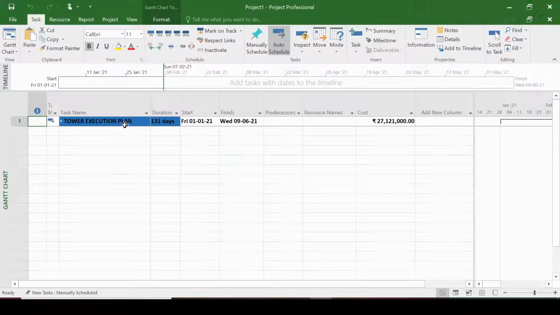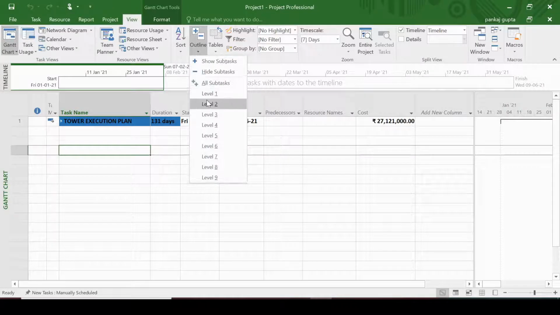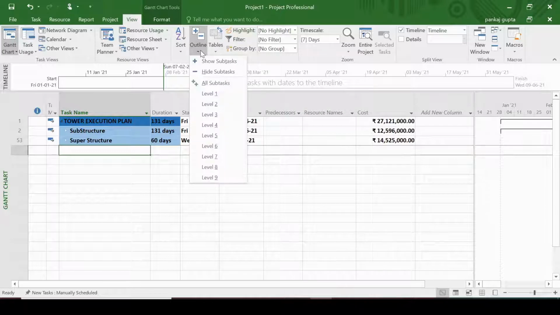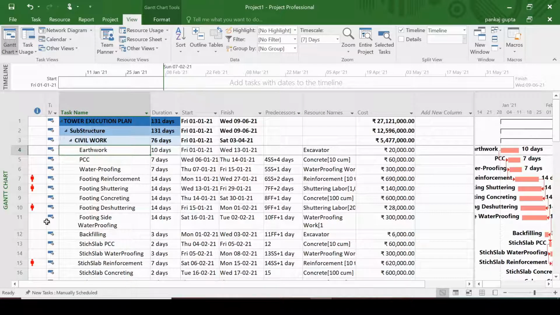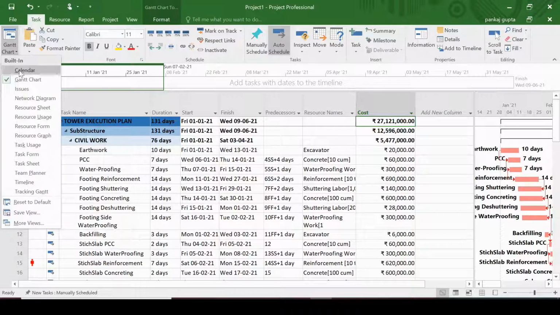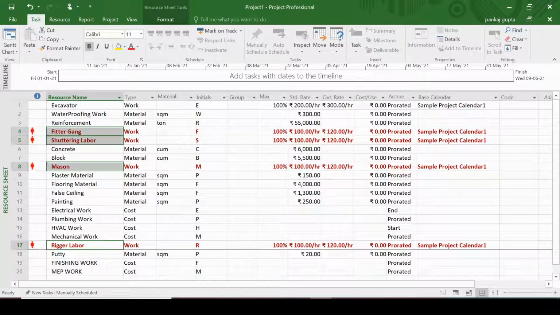Now once you have prepared the resource loaded program, you need to go to the option of resource sheet to analyze the resources. Now the red mark shown here means the resources are overly allocated. To understand this, you have to go to the resource sheet. Here you have defined the resources. The resources shown red in color are defined in less number or assigned in more numbers in the program.